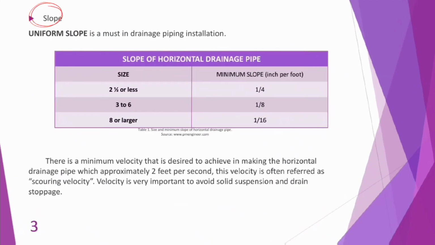First is the slope. Alam ko na-encounter nyo na ang word na slope, in which in mathematics, we know that it is the gradient of a line in which it describes both direction and the steepness of a line. Sabi rin dito, uniform slope is a must in drainage piping installation. So, bakit nga ba sinabi na ang uniform slope daw ay isang mahalagang parte ng drainage piping installation?